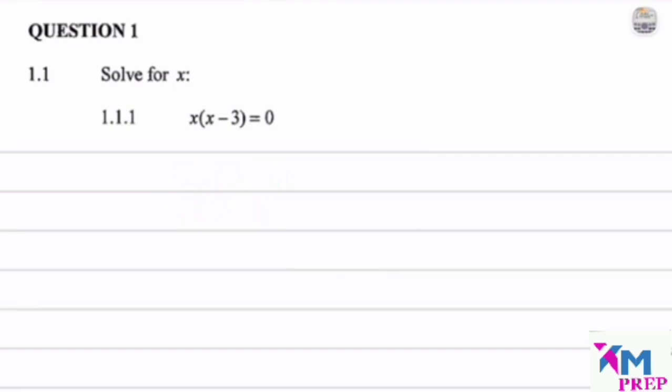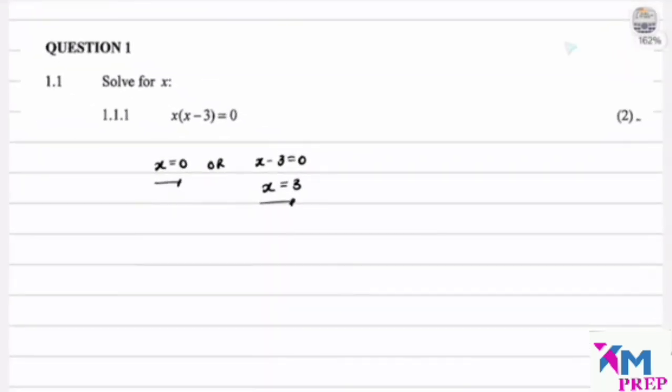So to solve for this question, we simply say that it's either that x is equal to 0 or x minus 3 is equal to 0. Therefore, if we solve, x is equal to 3. And those are our solutions.